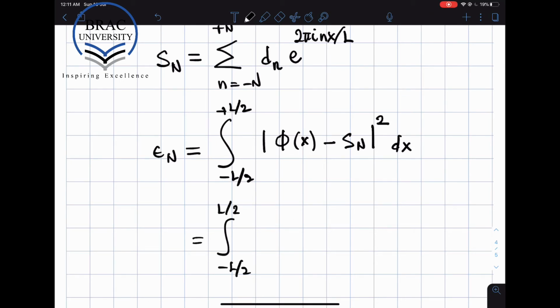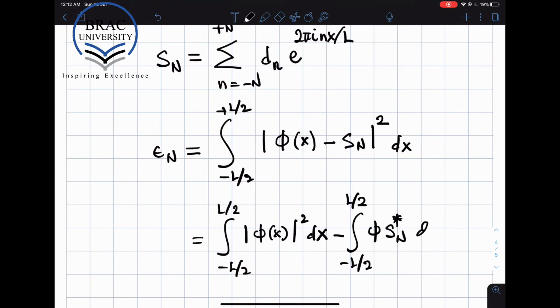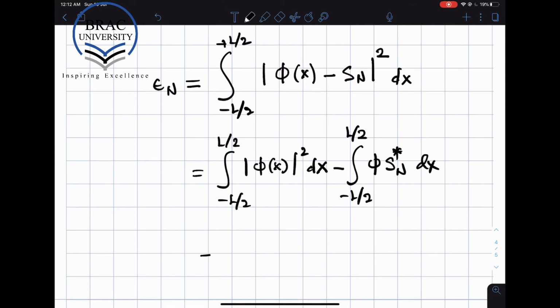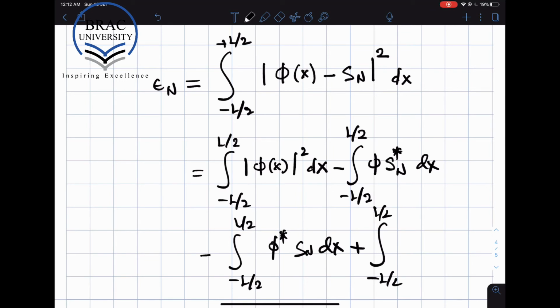So if you expand this out, the first term is going to be this guy, and then we'll have some terms which will be like cross terms. So there'll be phi of Sn star d of x, and then there'll be terms which is like phi star of Sn d of x, and there will be a term which will be Sn mod squared of d of x.